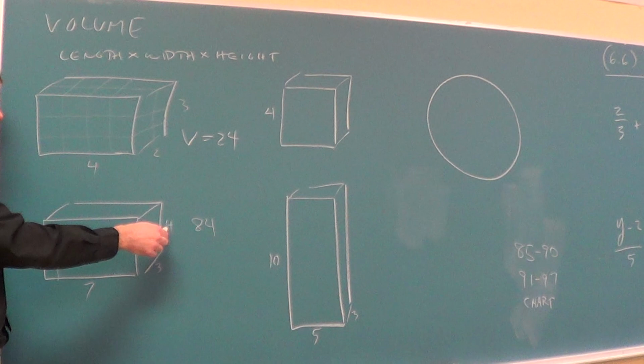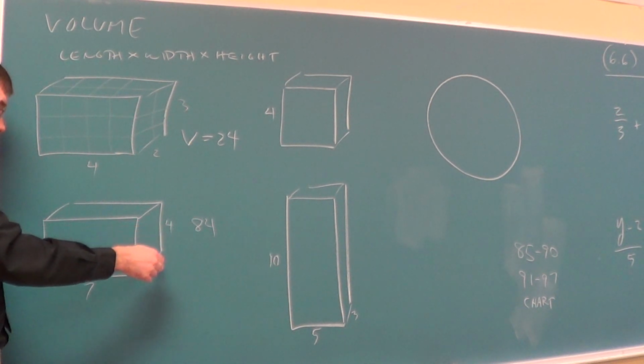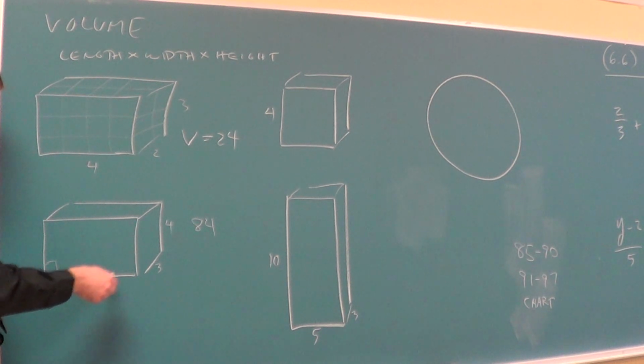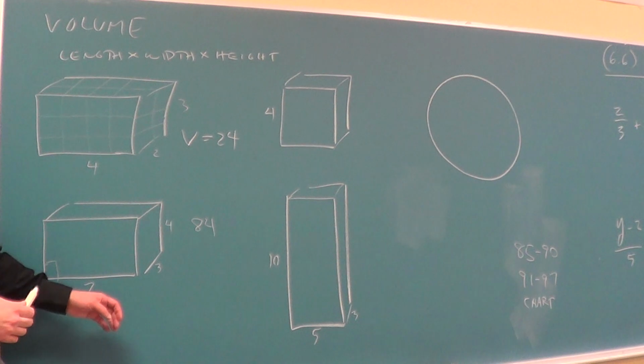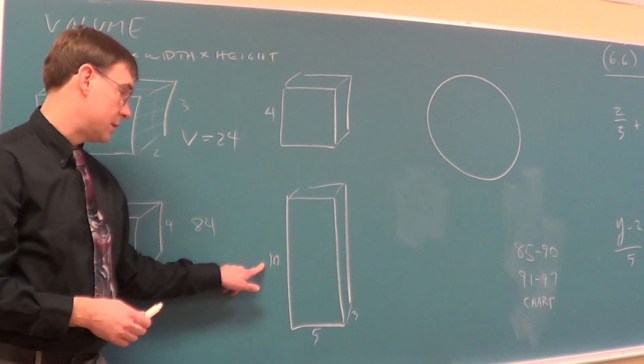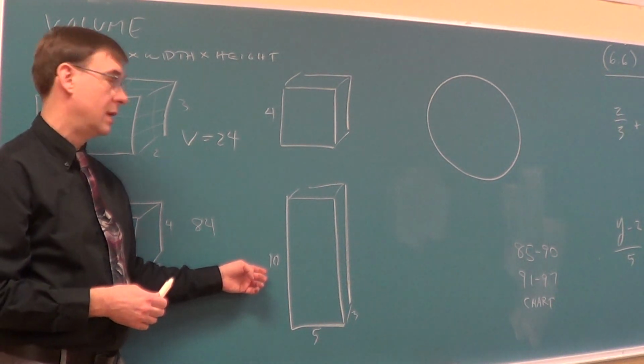But you could go 7 times 4 is 28, and then do that times 3. You could go 3 times 7 is 21 times 4. Doesn't matter the order, you just need to multiply the 3 numbers. Let me go to this one. So if we do this one, what would we get? 150. It is 150.